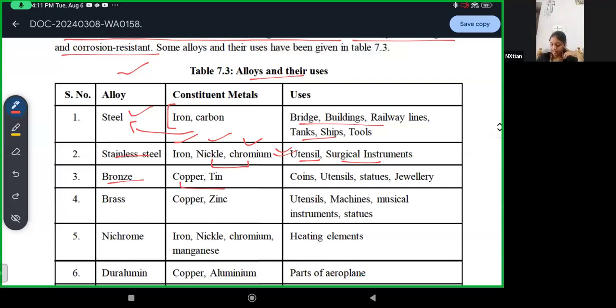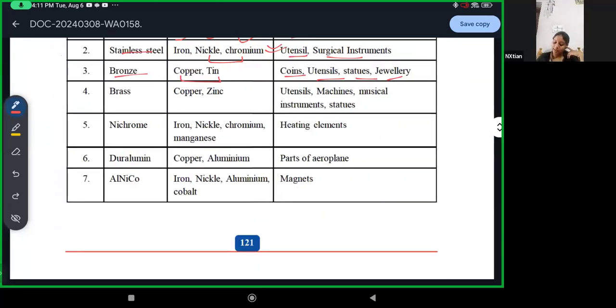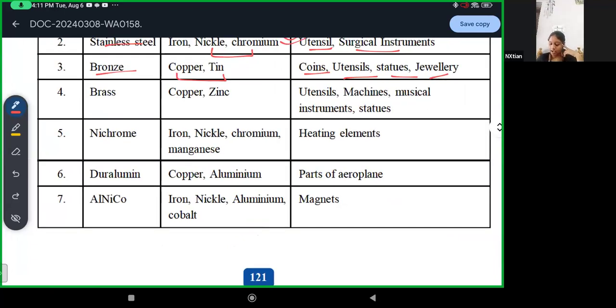Then we have bronze. When you mix copper and tin, you get bronze. That's used to make coins, utensils, statues, jewelry, etc. Then we have brass. When you mix copper and zinc, you get brass. It's used to make utensils, machines, musical instruments, statues, etc.